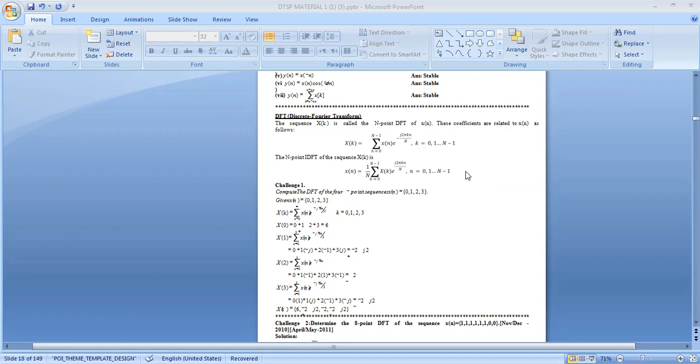When you are defining X of k, X of k is equivalent to the summation n equals 0 to N minus 1 of x of n e power minus j 2 pi k n by N, where k will be varying from 0 to N minus 1, where capital N stands for the length of the sequence, and small n will be varying from 0 to N minus 1. So this is the formula to calculate the DFT of the sequence.